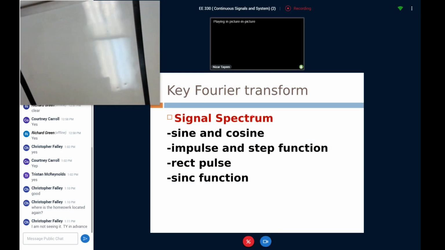We're going to talk about certain signals that are widely used in communication as well as in electrical engineering. We're going to talk about sine and cosine, impulse and step functions, the rect pulse, and the sinc function. These are the signals that we're going to study in this chapter. And we're going to talk about the signal spectrum.